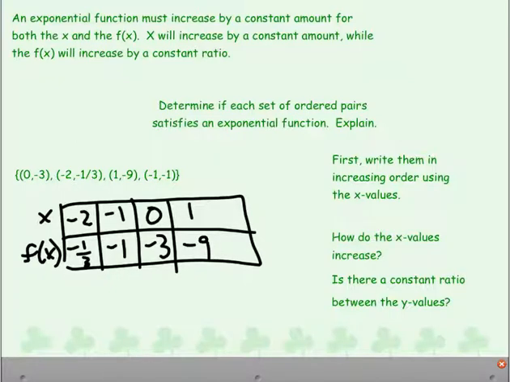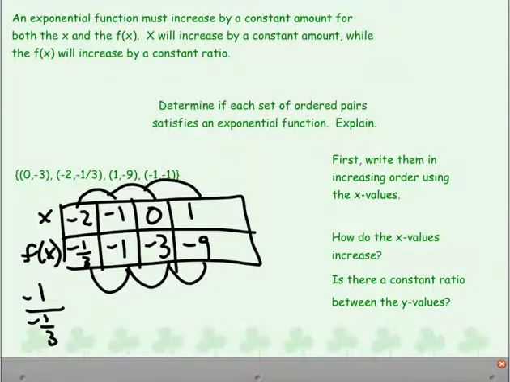Now I look at all of these, and it looks like my x is increasing by 1 each time. So I can look at these and say, how did I get from point to point? Now if it's hard to see, this one's not too bad. If it's hard to see though, we can always, just like our geometric sequences, say 1 divided by -1/3, and -3 divided by -1, and -9 divided by -3. All of these come out to equal 3. We are multiplying by 3 in each of these cases, which means 3 is that constant ratio.